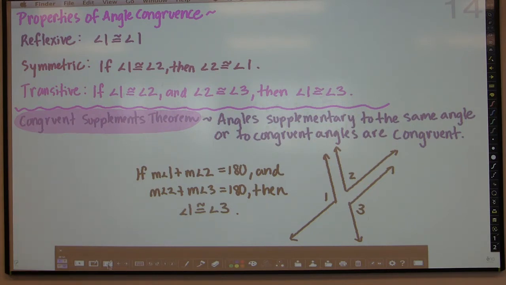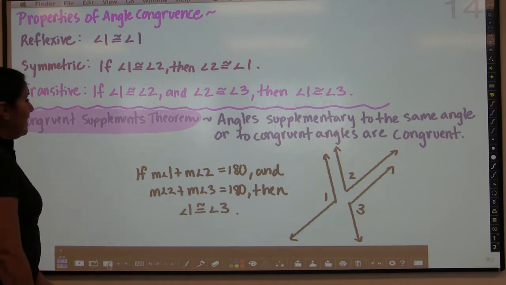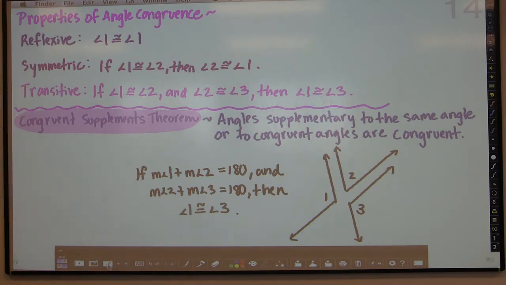So we have the reflexive property again, angle 1 is congruent to angle 1. The symmetric property: if angle 1 is congruent to angle 2, then angle 2 is congruent to angle 1. The transitive property: if angle 1 is congruent to angle 2, and in turn angle 2 is congruent to angle 3, then we can get rid of the middleman, which is angle 2, and just say that angle 1 is congruent to angle 3.